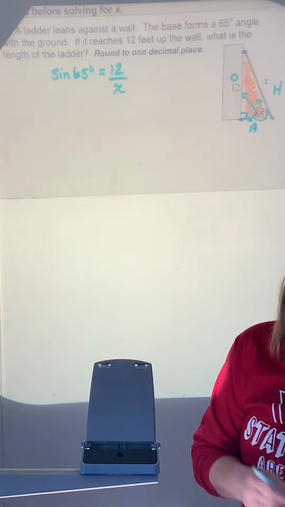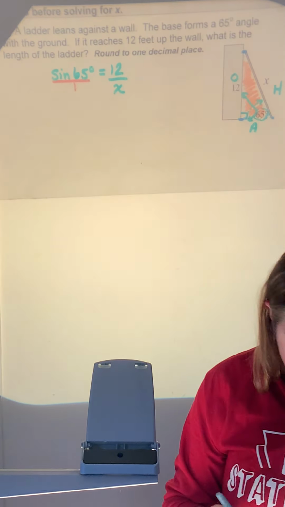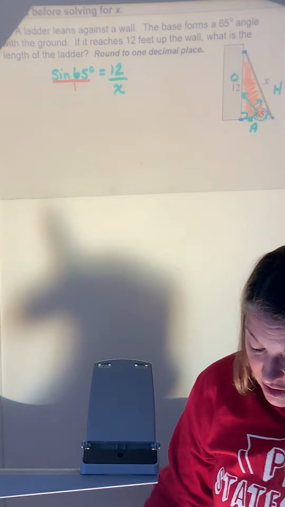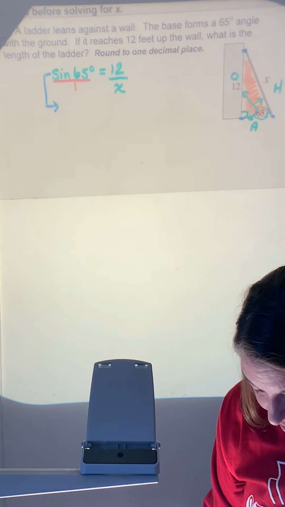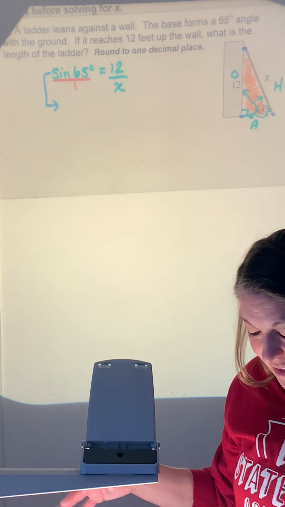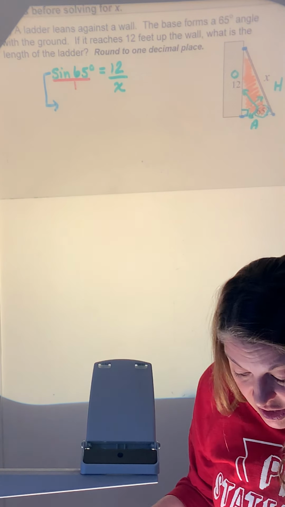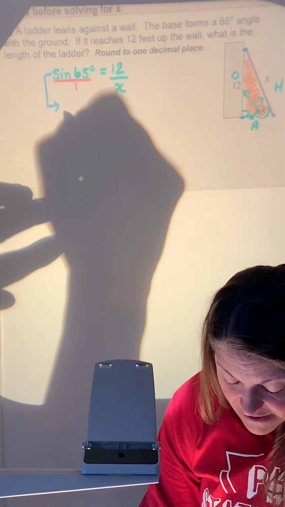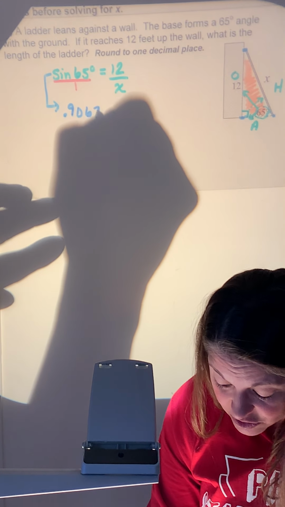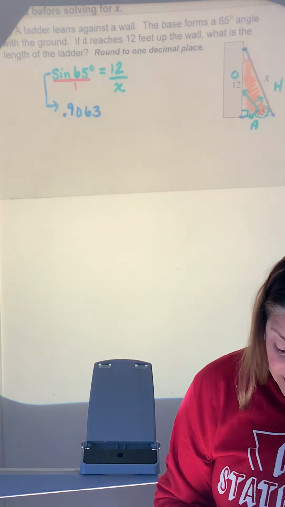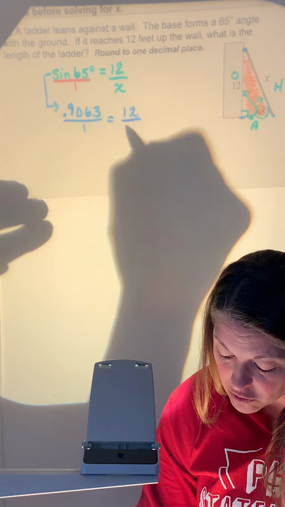All right, at this point, doing the exact same thing we did up top. Throw this over 1 so you don't get confused. Go ahead and type the sine of 65 in your calculator. That way you don't have to worry about manipulating with a word or letters. We can just do it with numbers. So the sine of 65 ends up being 0.9063. And of course that's going to be over 1, and it equals 12 over x.